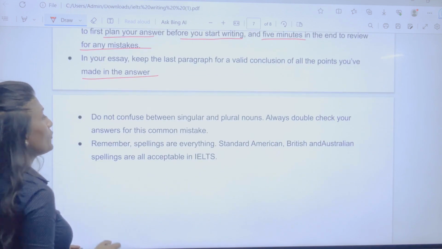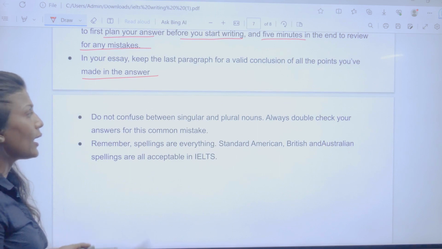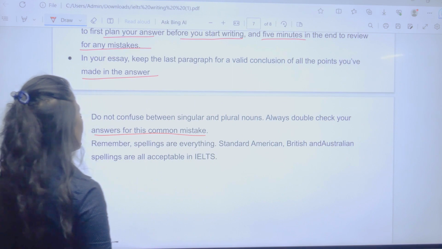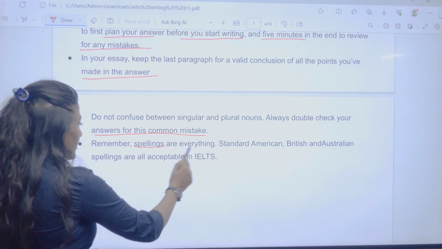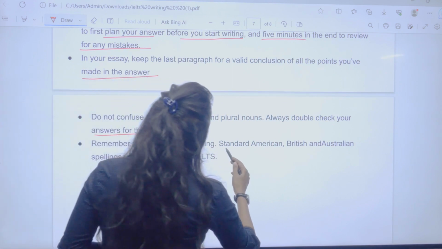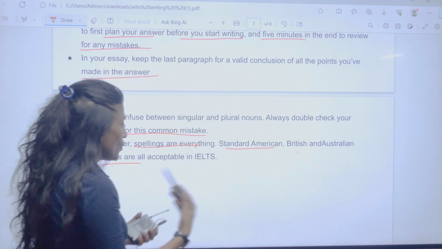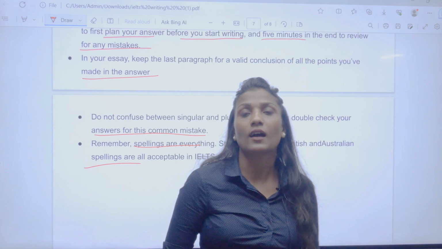Do not confuse singular and plural nouns. Always double check your answer for this common mistake. Remember, spellings are everything, and you can use Standard American, British and Australian spellings. All these are acceptable in IELTS.